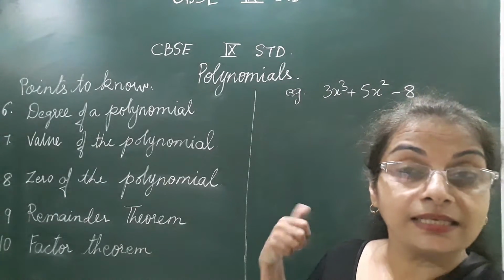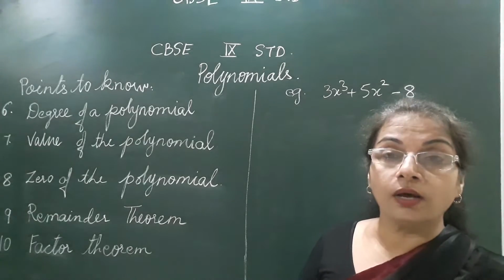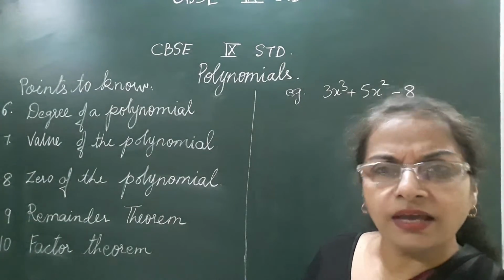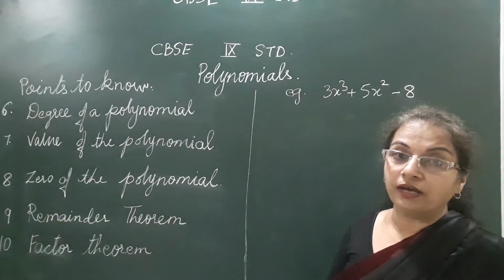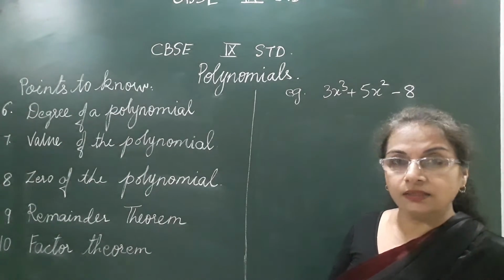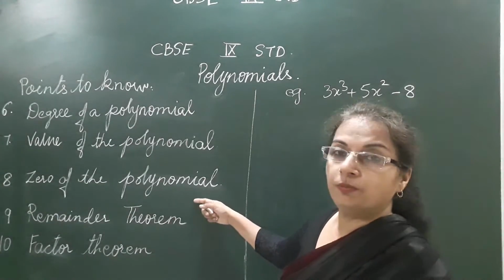Now in the previous case, I substituted x is equal to 1, x can be equal to minus 1, x can be 2, x can be any number. So you substitute that number and then evaluate and calculate what is the final remainder or final answer. That is the value of the polynomial. Fine. Now we are going to speak about the zero of the polynomial.